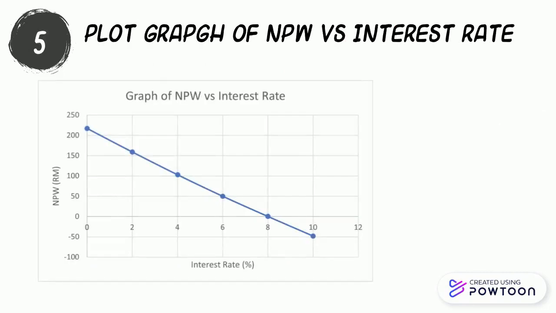Based on the graph, when the x is intercepted, we can see that the value for incremental interest rate is approximately 8%, since net present worth is equal to 0. Hence, delta IRR is 8%.